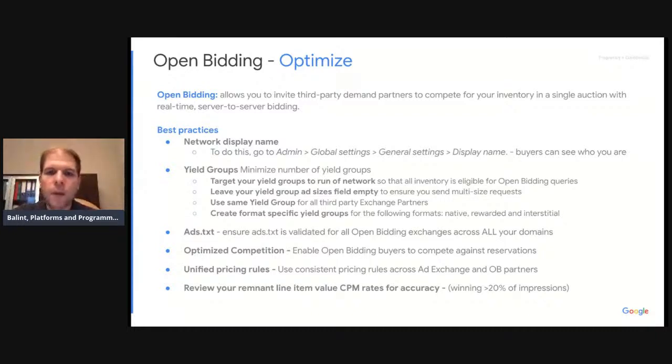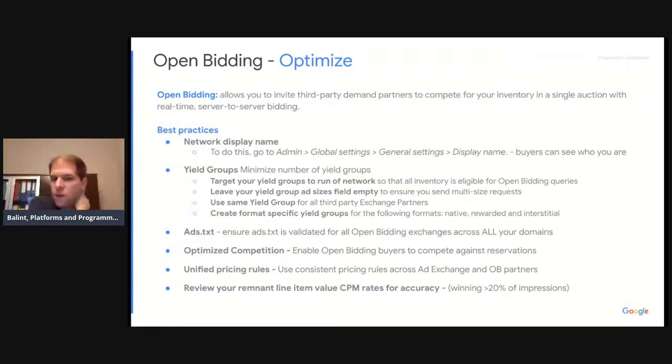Then in the yield groups, minimize the number of yield groups. Target your yield groups to a run-off network so that all of the inventory is eligible for open bidding queries. Leave your yield group sizes field empty to ensure that you send multi-size requests. Also use the same yield group for all third-party exchange partners. And create format-specific yield groups for the following formats: native, rewarded, and interstitial.